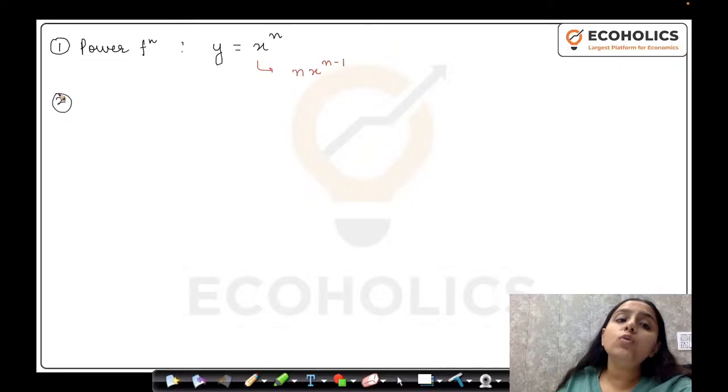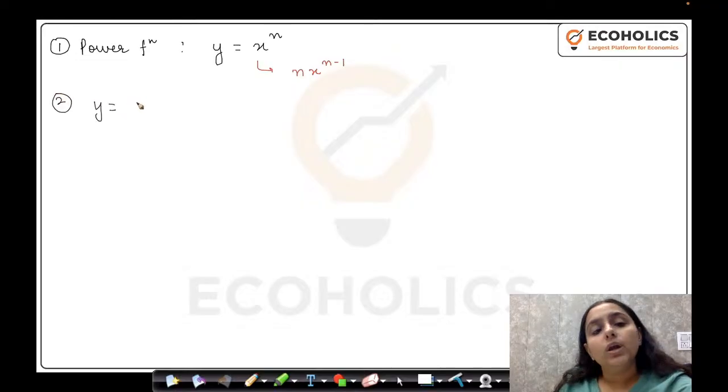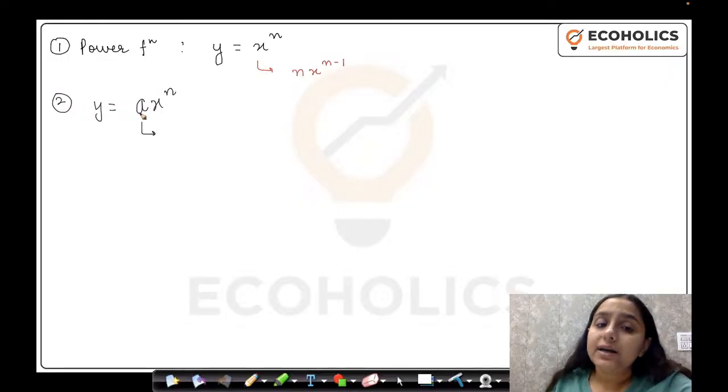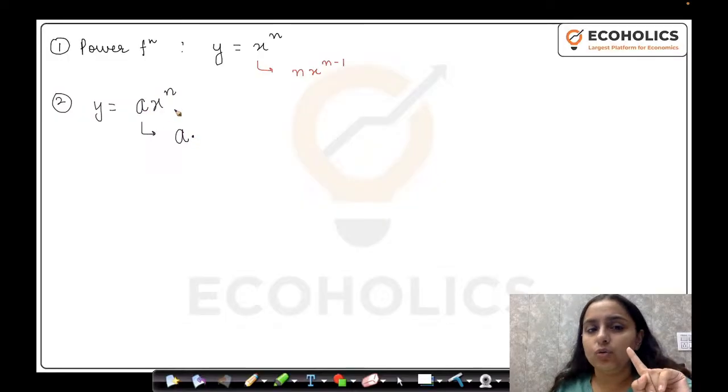Now, if you have a function like this, y equals, let's say, a x raised to the power n. So, what will be the derivative? Derivative will be a, since it is in multiplication, it will remain as it is, into derivative of the function which is n into x raised to the power n minus 1.